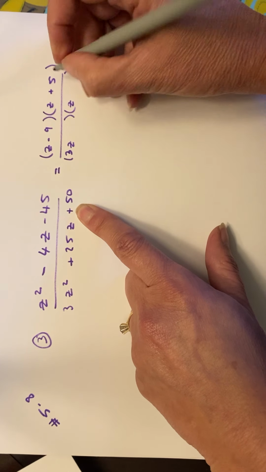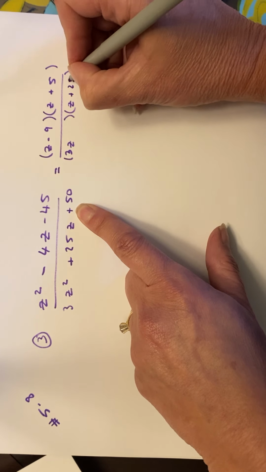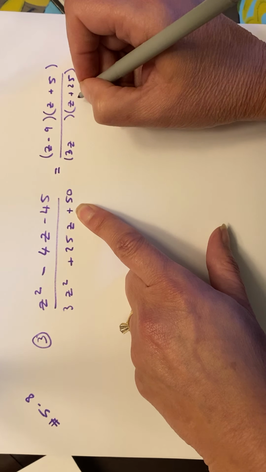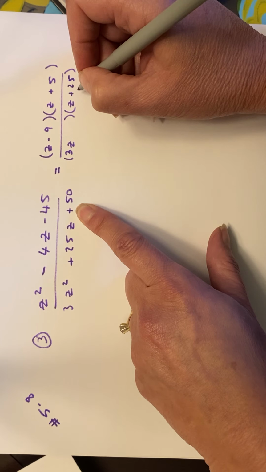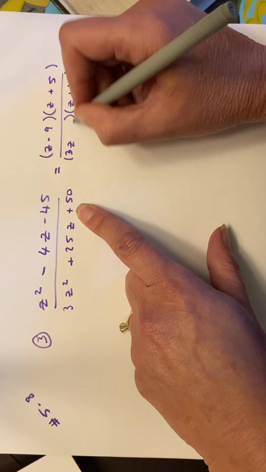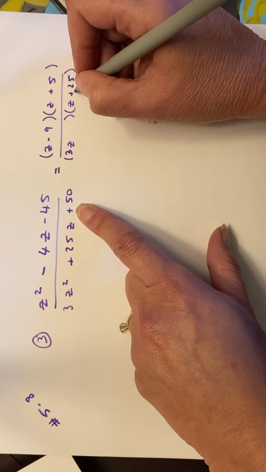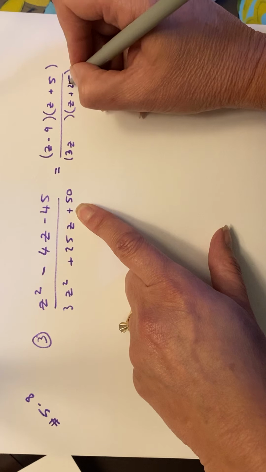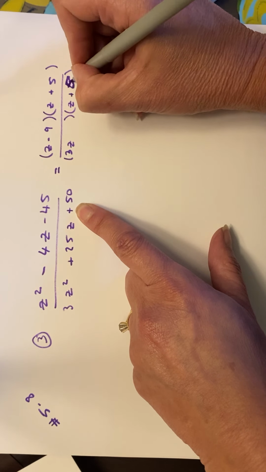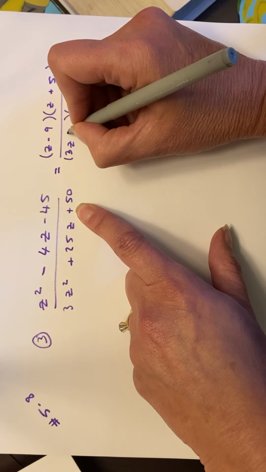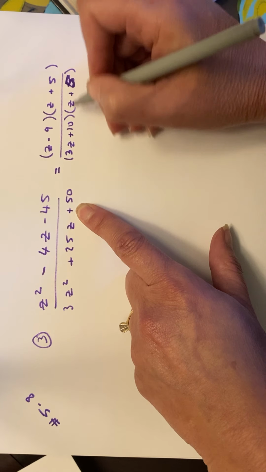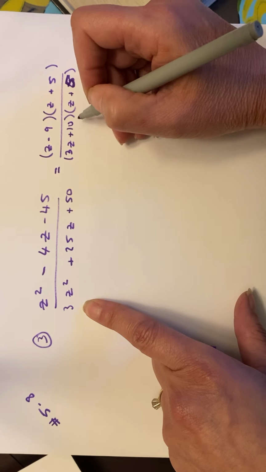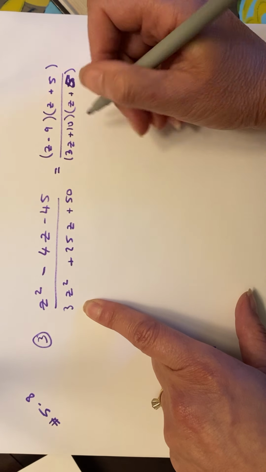So if I put plus 25, I get 75. Let's see, 50 is 5 times 10. There we go. Let's try that. 5 times 3 is 15 plus 10. There we go. Okay, so we have now factored everything.